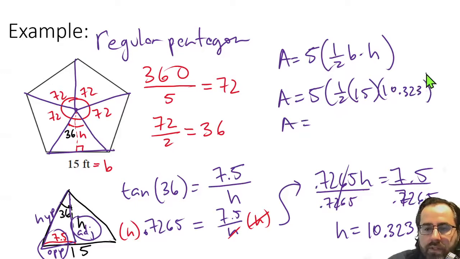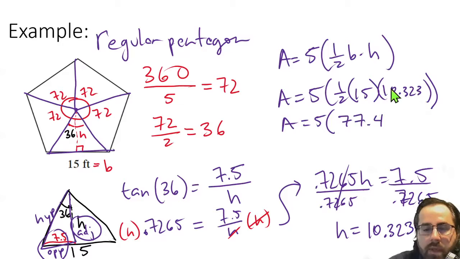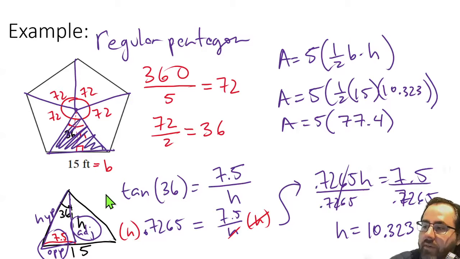And let's multiply this. Now you could multiply this all together with the 5, but I want to leave the 5 separate because conceptually, I want to discuss that in a second. So let's multiply this. So 15 times 10.32 is about 150. Then half of that comes out to be 77.4. So 15 times 10.323 times 1/2 is 77.4. What is 77.4? I hope you realize that 77.4 is the area of one triangle. So this area is 77.4.